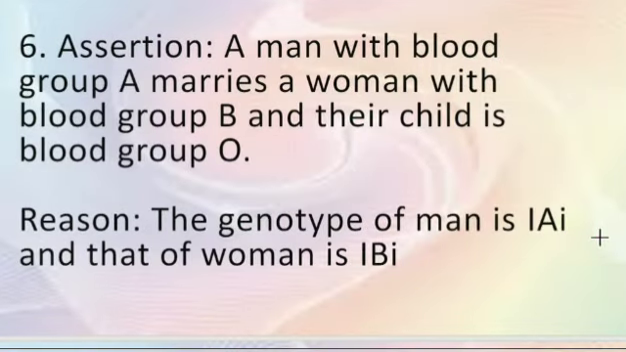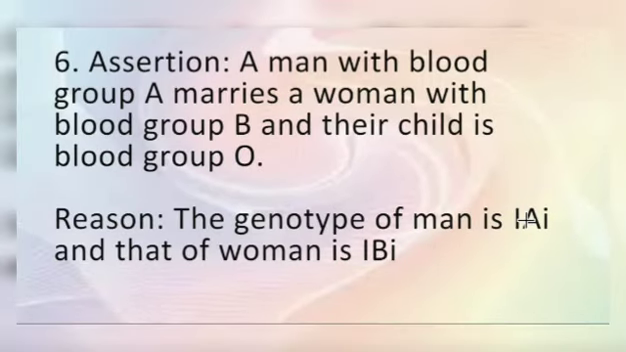A man with blood group A marries a woman with blood group B and their child has blood group O. For a child to be O group, it is a homozygous recessive condition. So both parents should give at least one recessive allele. Since the father is A, he should be heterozygous for A, and the mother is also heterozygous for B. Only then can the child be O. So this is a correct statement.